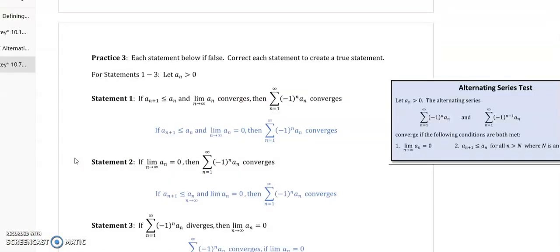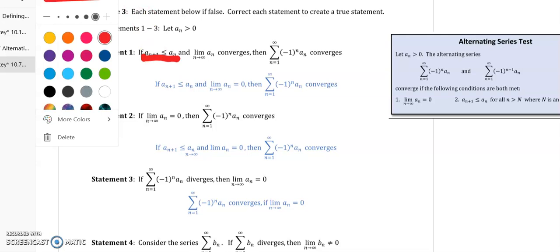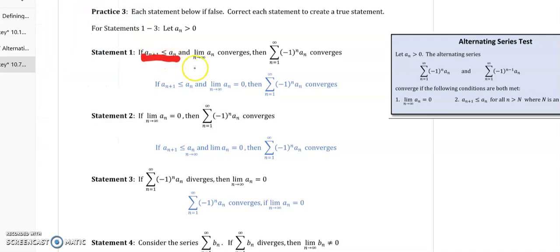For the last section of this video, we're going to look at practice number 3. In these 4 statements, there is something incorrect about each of them, and you need to correct the statement. In statement number 1, they state that a sub n plus 1 must be less than a sub n, which is definitely true. However, the problem remains that it says the limit as n approaches infinity of a sub n needs to converge. Converge means it can be any number, and we don't want it to be any number. It must be 0. So the correction in this statement is that it must equal 0.